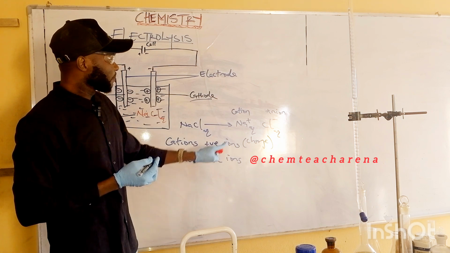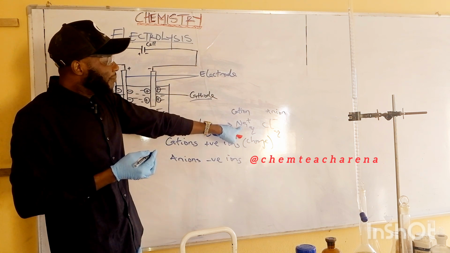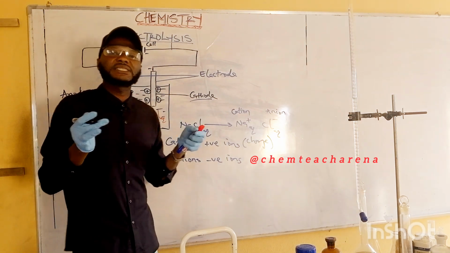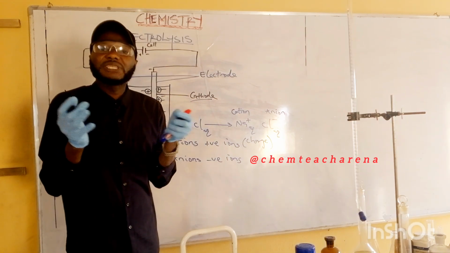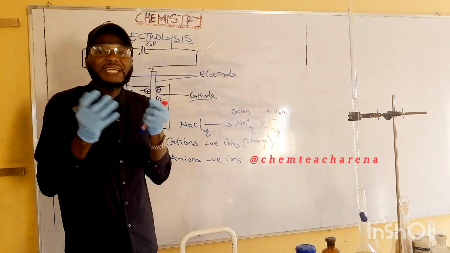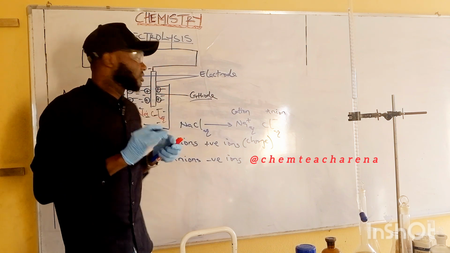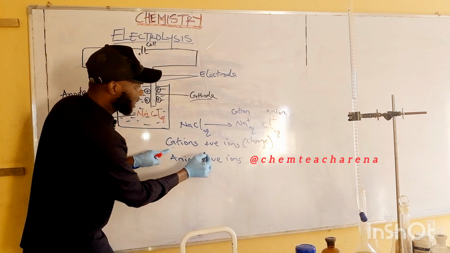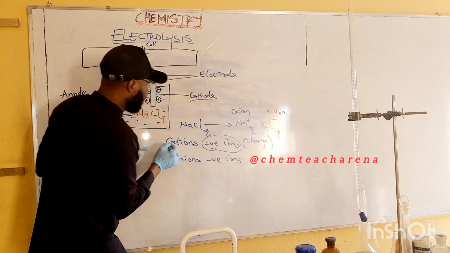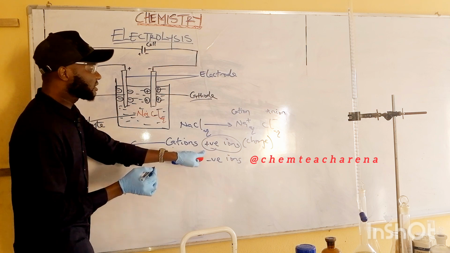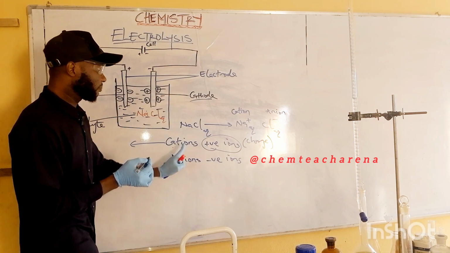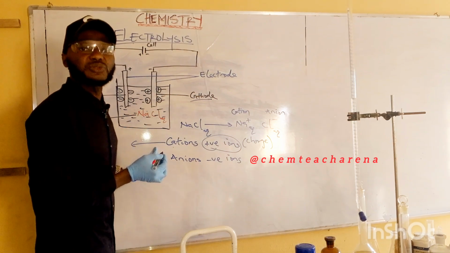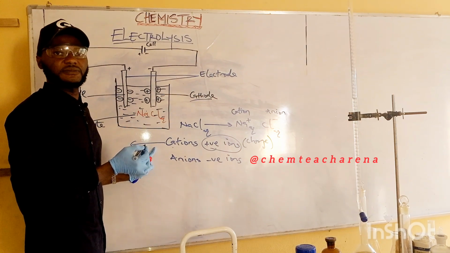Then what do you do now? This cation will migrate to what? This is plus. Plus will go to what? To negative, because we said that unlike charges attract, while like charges, they do what? They repel. So in this case now, cations are positive. Cations are positive ions, and they will go to the cathode, because the cathode is negative.